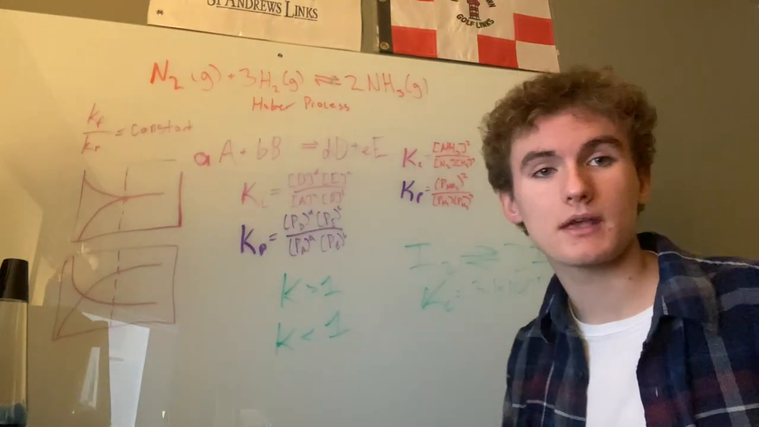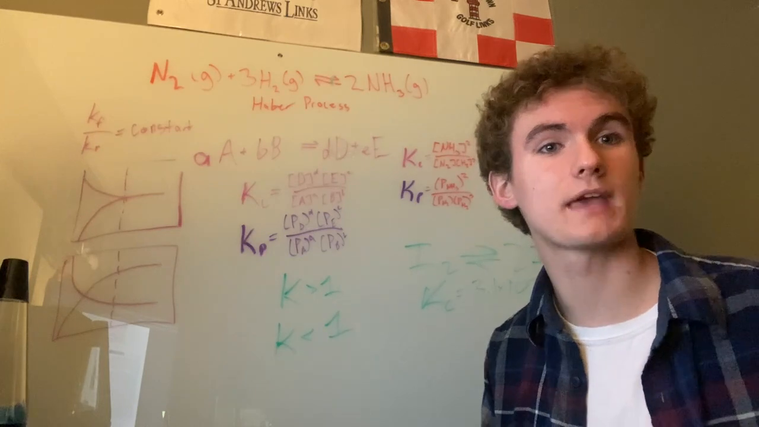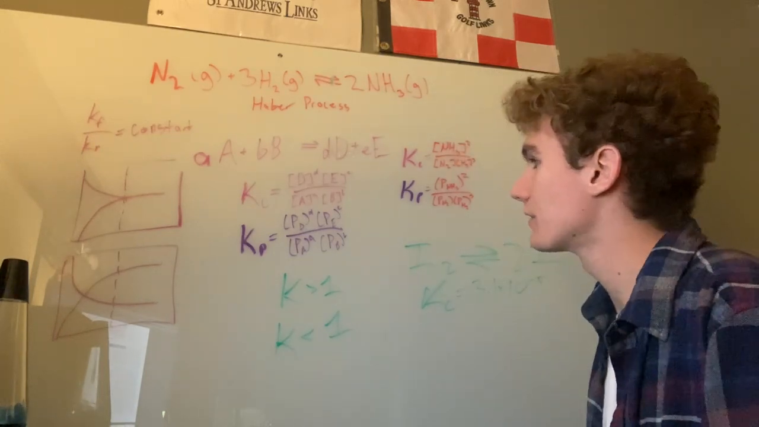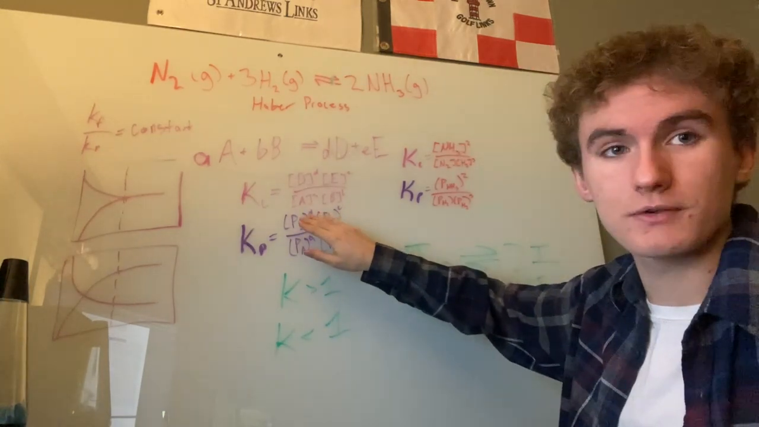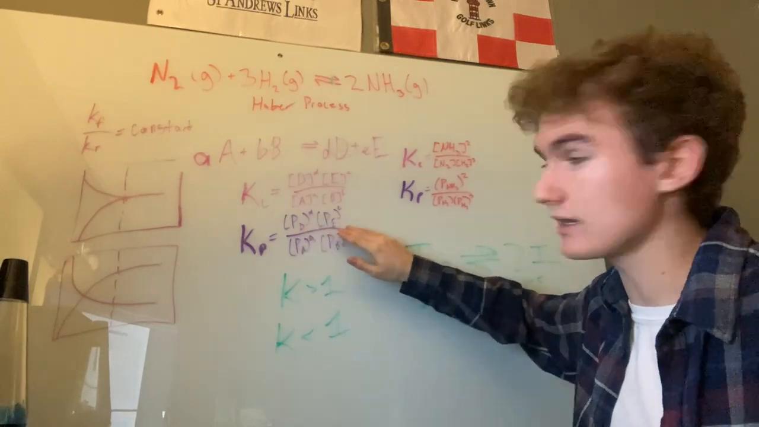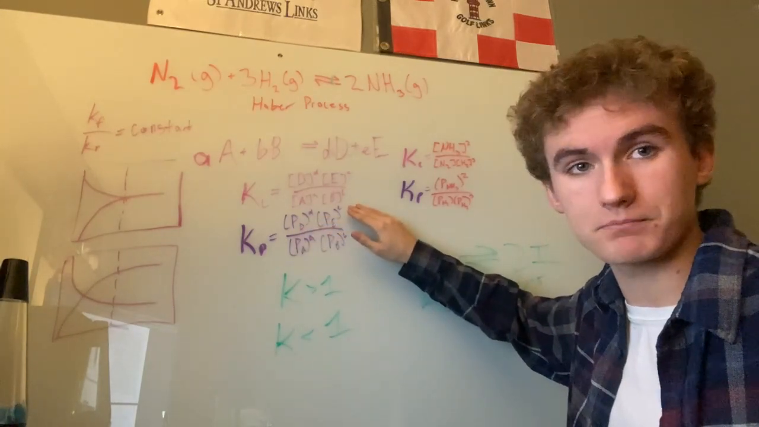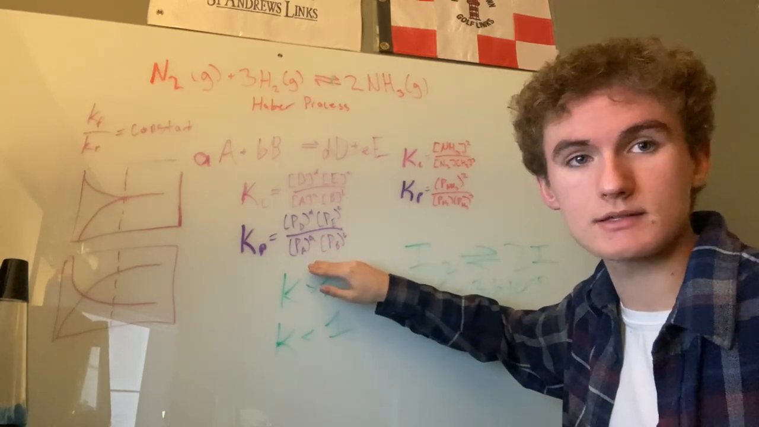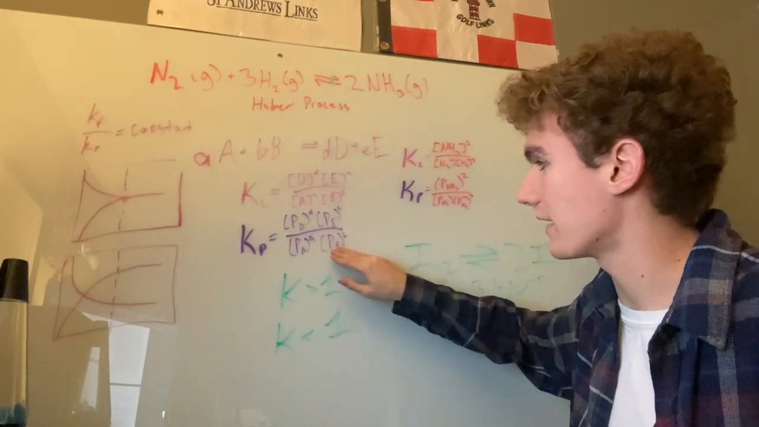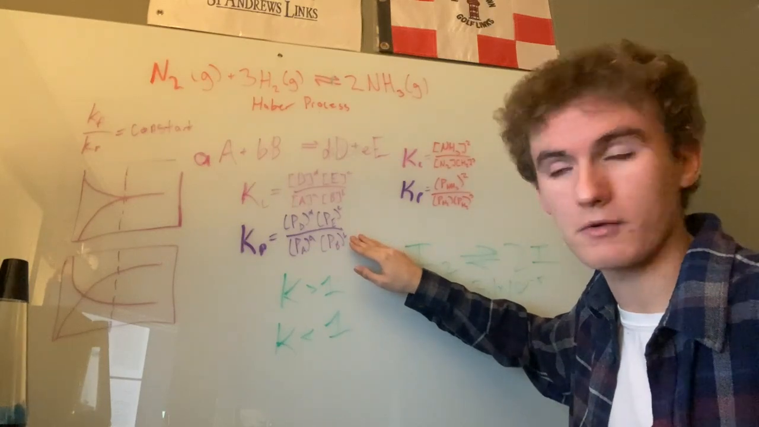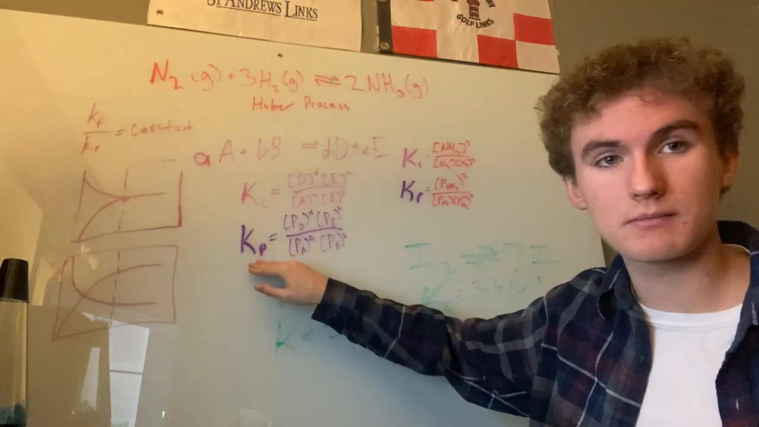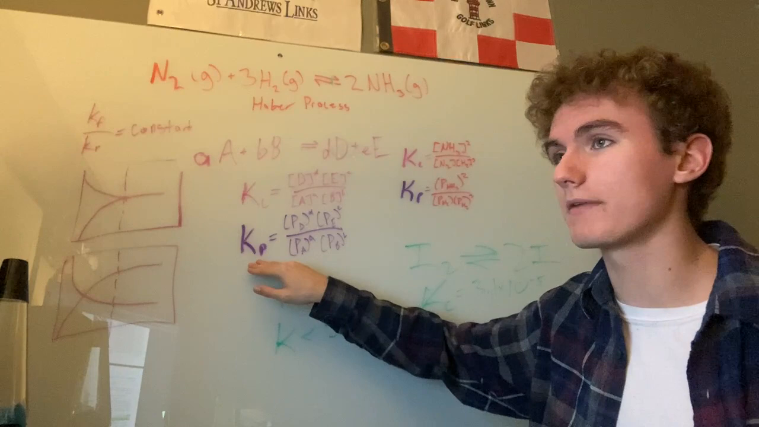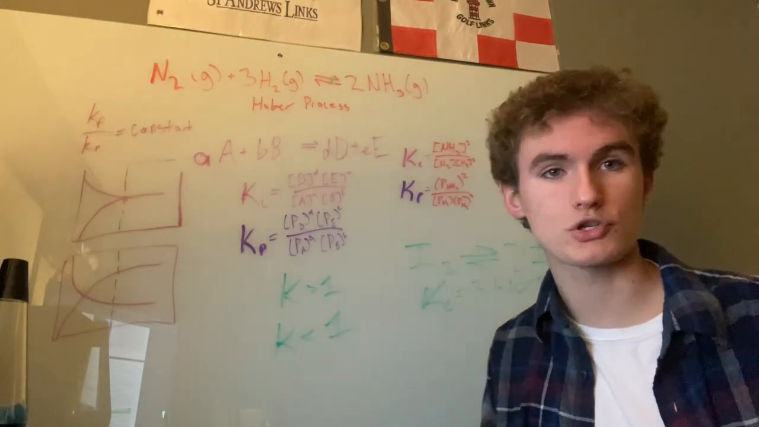We can do the same thing with partial pressure in terms of gas equations. So if we take the partial pressure of the products D and E to the power of their coefficients, and we do the same thing with the reactants, partial pressures of A and B put to the power of the coefficients, we get a similar concept. We have a constant for pressure.